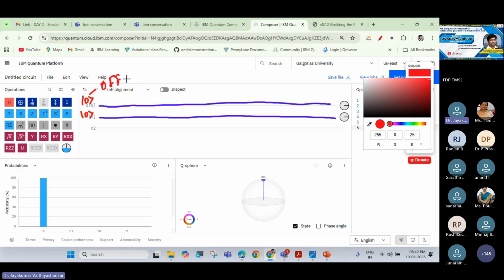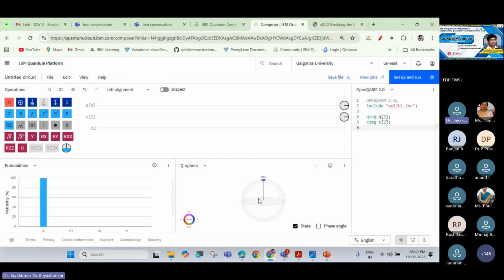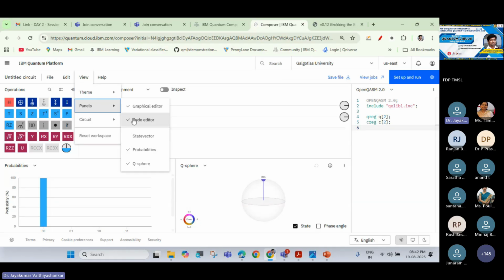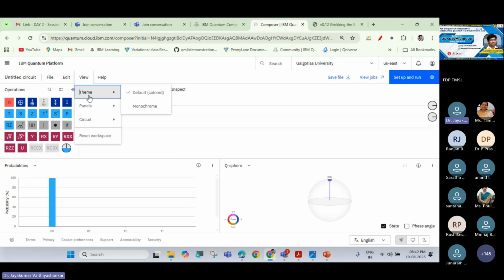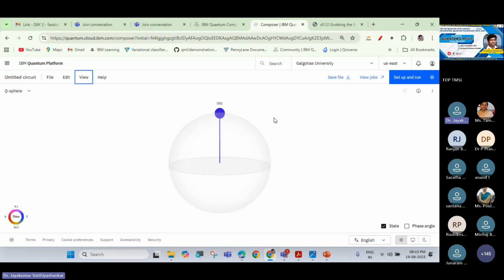Off state means no power. Okay, so look at Qisphere. To change this environment, go to view, go to panels, and enable Qisphere. I disable all these panels except Qisphere. So our circuit is empty.